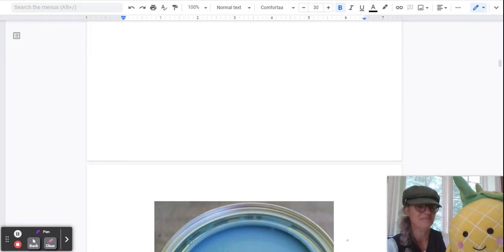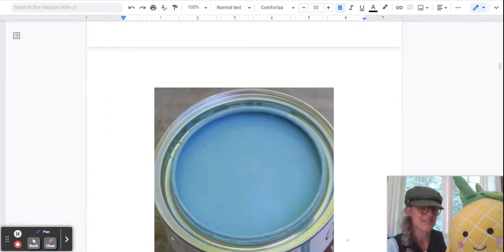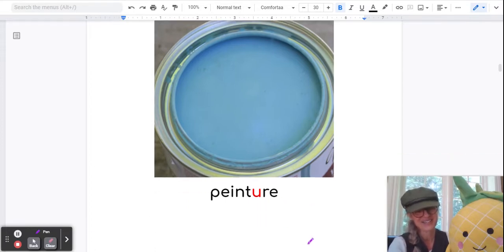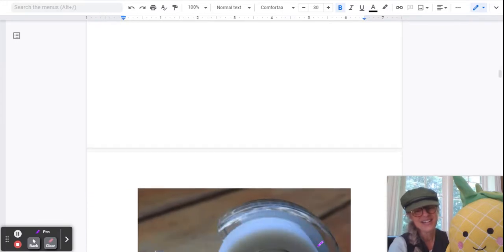Qu'est-ce que c'est? Do you remember the French word for this? Peinture. Peinture. Bravo. Good job. Our next word.